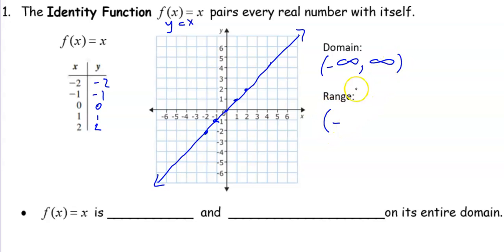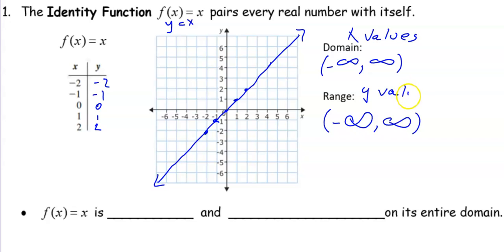And as we just saw, every x generates the same y. My range is my y values. These are the x values that I can plug in, and these are the y values that I get out. So as we can see, f of x, y equals x, is always increasing, and it is continuous over its entire domain. Increasing means as we travel from left to right, my y values get bigger. Try to draw that as an arrowhead. From left to right, my y values will go up.